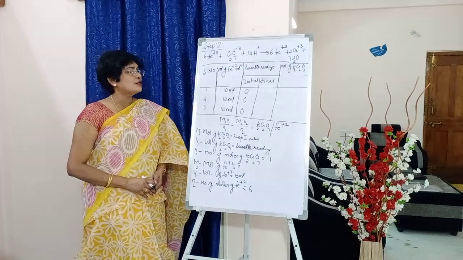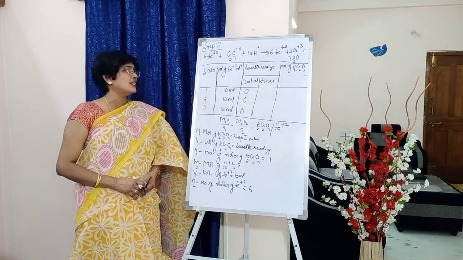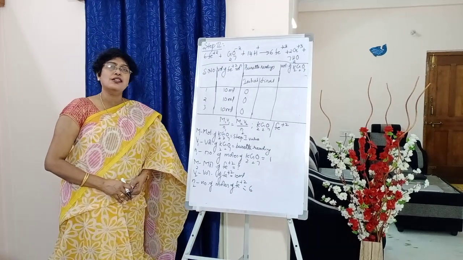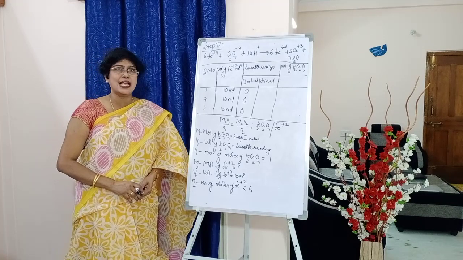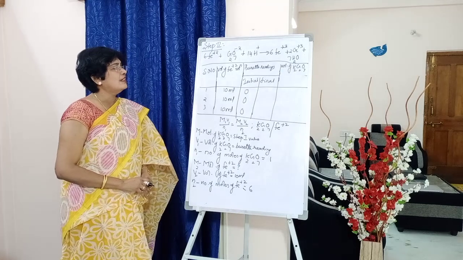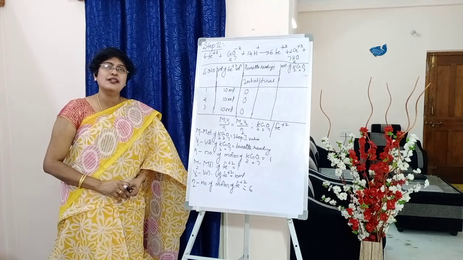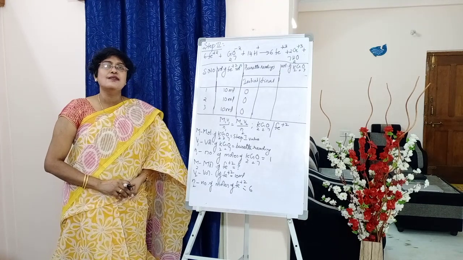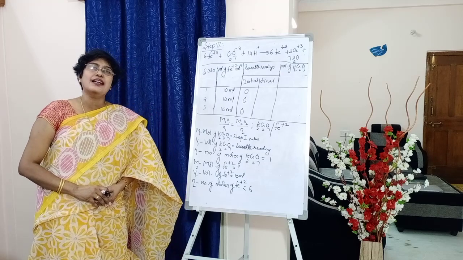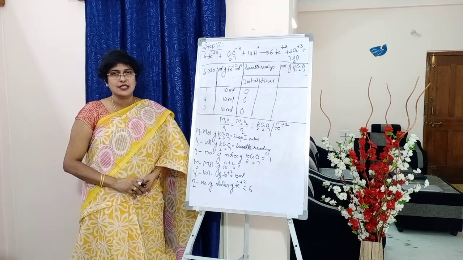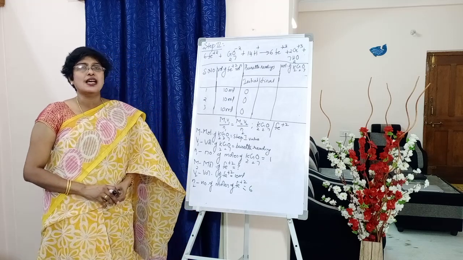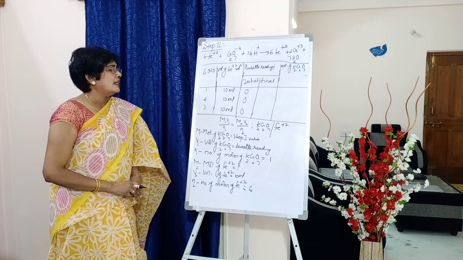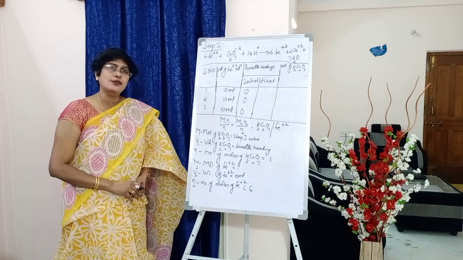So serial numbers 1, 2, 3, because we are doing 3 titrations. Volume of the given unknown solution we have taken. How much have we pipetted out, students? 10 ml. So 10, 10, 10. Initial reading 0, 0, 0. Final is the reading where the end point is observed. So final minus initial gives the volume of K2Cr2O7.